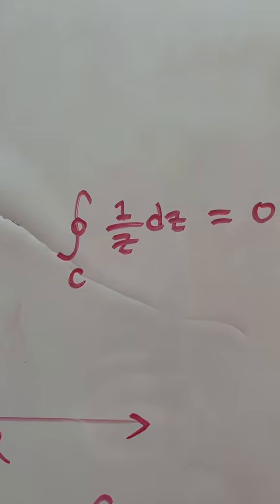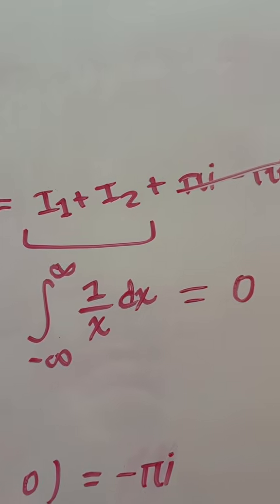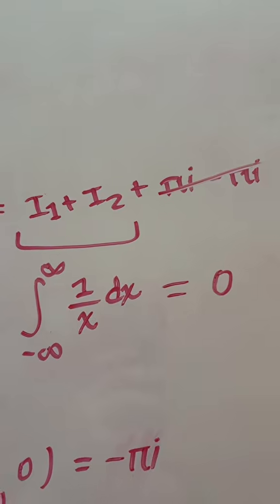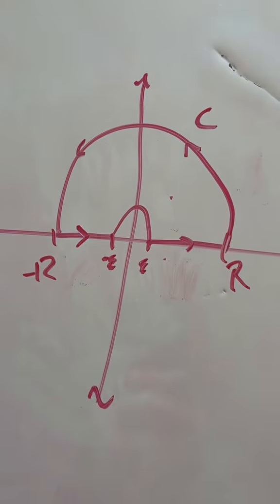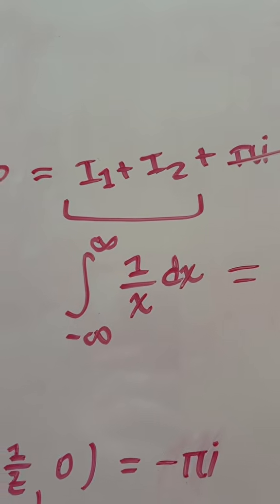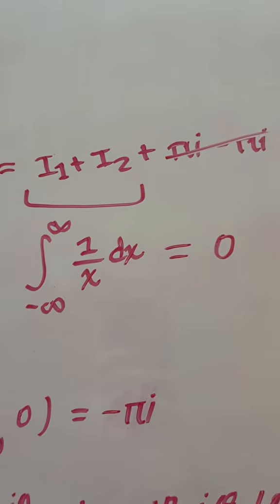Pretty neat. But what this means is that our contour integral, which was equal to 0, is equal to I1 plus I2 plus pi I minus pi I, and those pi I parts just go to 0, leaving us with I1 plus I2. So if we take a limit as R goes to infinity and epsilon goes to 0, we're left with I1 plus I2 being the integral from negative infinity to infinity of 1 over x dx, which we've now shown is equal to 0?